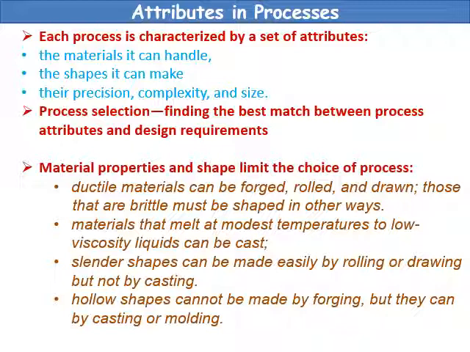For example, ductile materials can be forged, rolled, and drawn. Those that are brittle must be shaped in other ways. Materials that melt at modest temperature to low viscosity liquids can use casting. Cylinder shapes can be made easily by rolling or drawing, but not by casting. Hollow shapes cannot be made by forging, but they can be done by casting and molding.